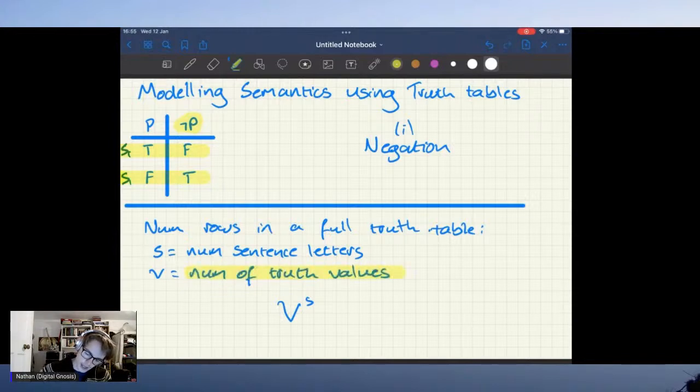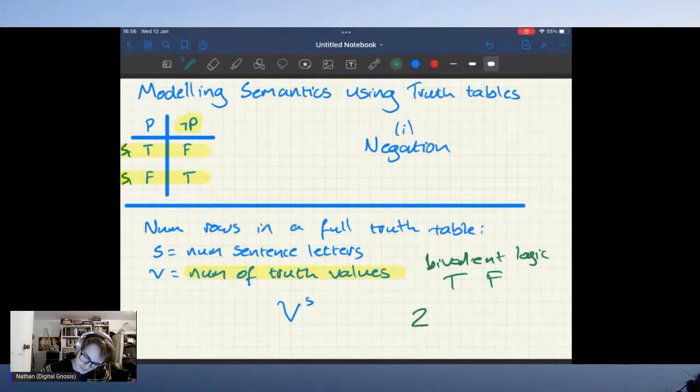So in this case, we have bivalent logic, which means that we have the truth values T and F. So V equals 2 in this case, to the number of sentence letters that we're modeling. So in this case, we only have the one sentence letter, P, that we're modeling, and 2 to the 1 obviously equals 2. And so in this case, we're going to need 2 models in order to model what goes on, and we do have 2 models, so that's everything sort of mapped out.